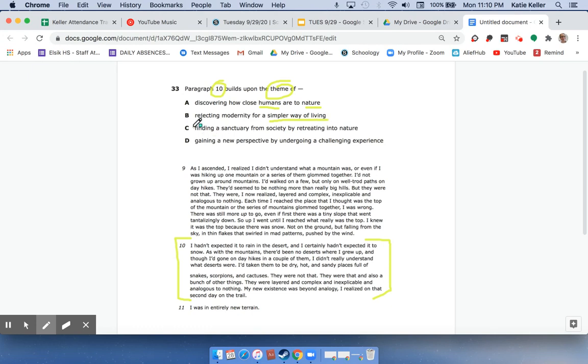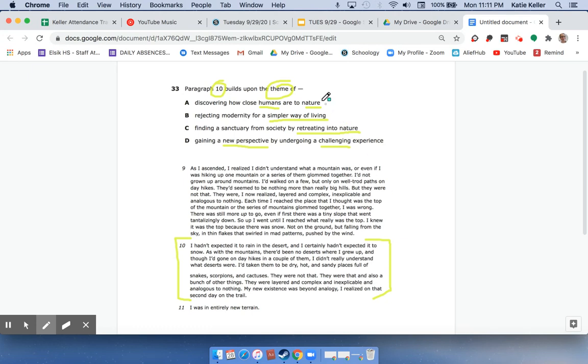In answer choice C, it says finding a sanctuary from society by retreating into nature. So retreating into nature is something I'll be looking for in paragraph 10. And then in answer choice D, it says gaining a new perspective by undergoing a challenging experience. So I could say that new perspective is the keyword, but I could also say a challenge. So I'm looking for both of those two things in paragraph 10.